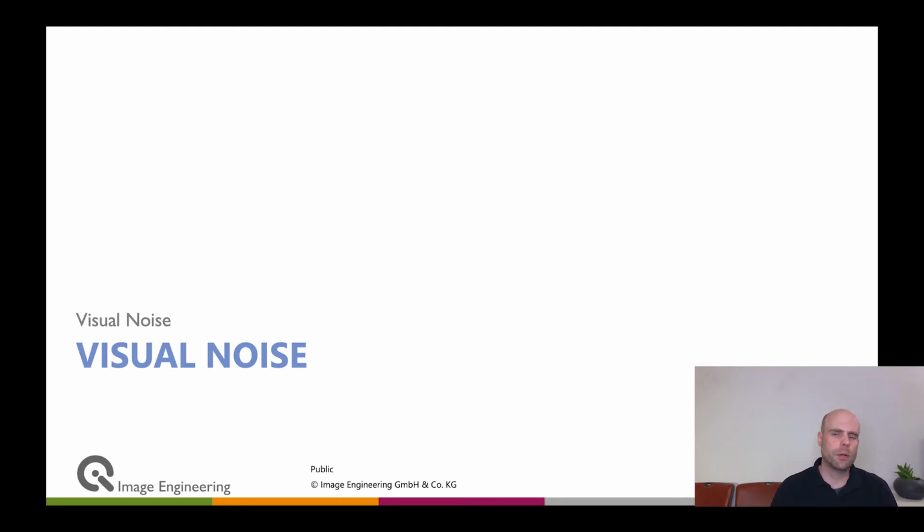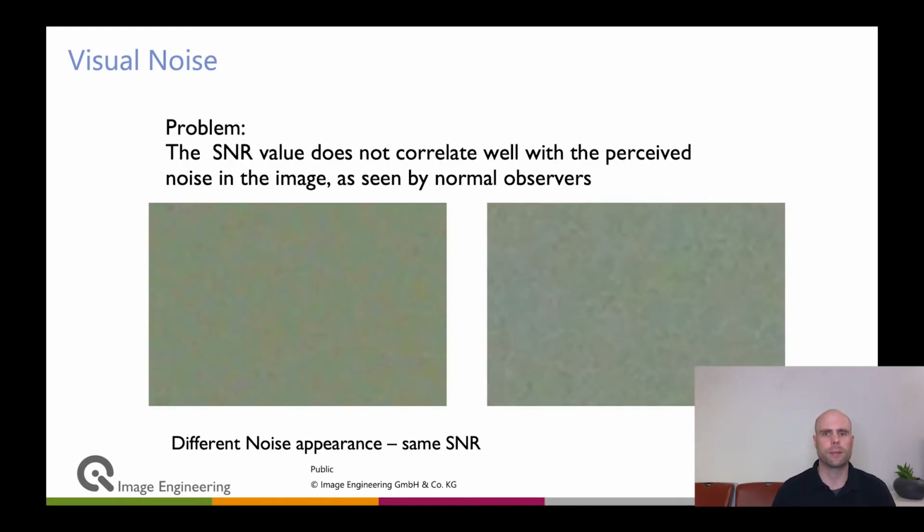I don't want to talk that much about signal to noise ratio. There's the ISO standard, you can measure it, and it is used commonly. But I want to highlight particularly the visual noise, also in the ISO standard, and I think for many applications a very important metric. So what's the problem with SNR?